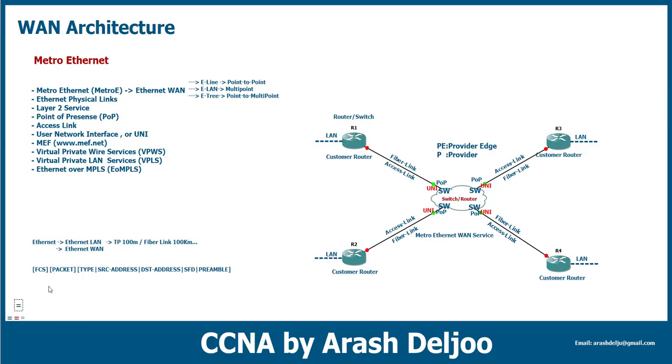For example, about the E-line, the point-to-point line, when you have a branch LAN 1 connected to router 1, and we want to connect this LAN 1 with Ethernet WAN, for example, E-line point-to-point Ethernet WAN to router 2. Okay, this is router 2, and to LAN 2, for example. Here we are receiving one layer 2 service from the service provider. Layer 2 service. What does it mean?